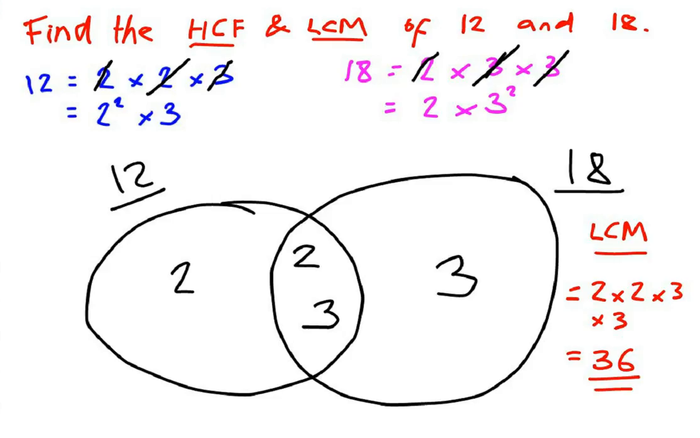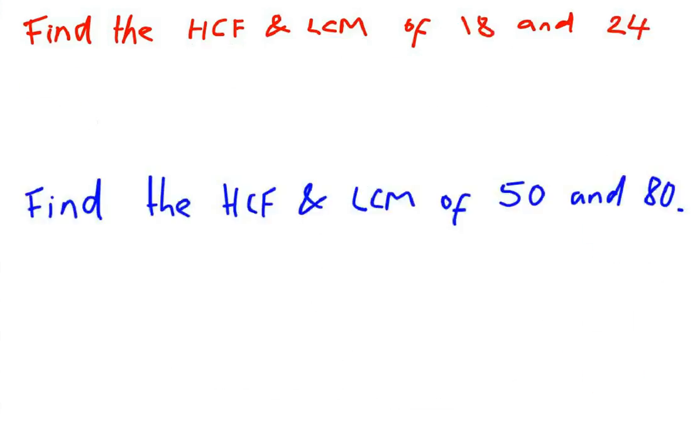Okay, I'm going to give you a few questions to try now. I've given you 2 questions here. If you want to pause the video and have a go at finding the highest common factor and lowest common multiple of 18 and 24, and then do the same for 50 and 80 as well, I'll give you a few seconds and then I'll give you the answers.